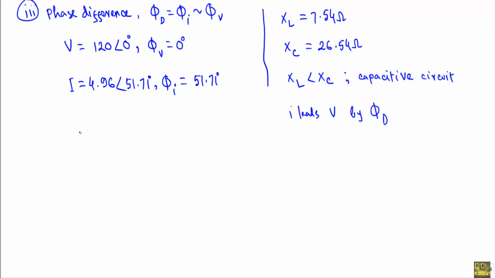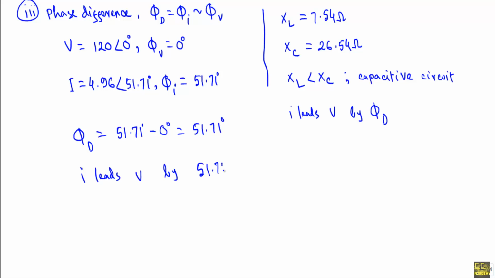leads voltage V by an angle equal to phi D. So here phase angle or phase difference phi D will be equal to phi I minus phi V. So I will get 51.71 degree minus 0 degree, which will be equal to 51.71 degree. That means in the circuit, the current I leads the applied voltage V by an angle of 51.71 degree. What does that mean?